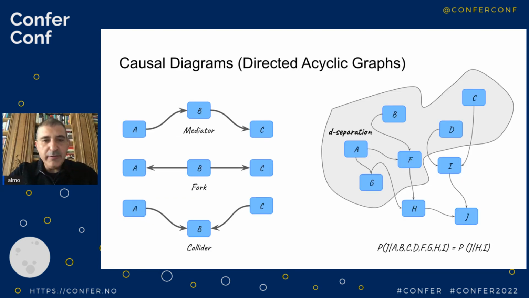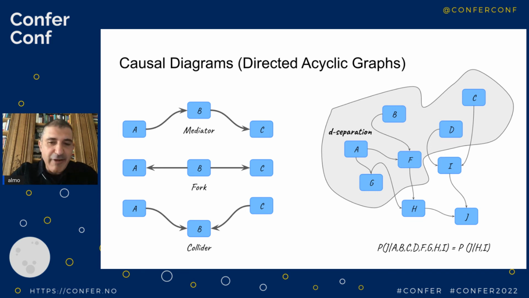In particular, the diagram has a very simple structure. There are three fundamental components. The first is called a mediator, where one effect is acting on a cause through a mediator. Then we have a fork structure, where we have a common cause affecting two effects. And we have a collider, where two causes produce the same effect. With this basic structure, we can build almost any causal structure in what is called a directed acyclic graph.